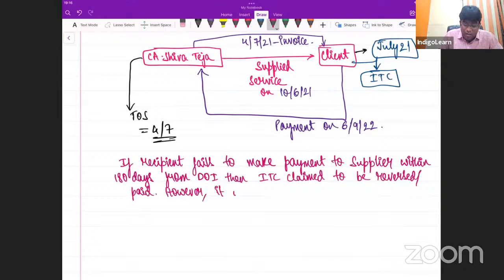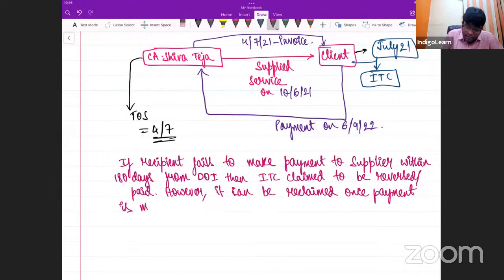However, it can be reclaimed. First we claim, then we reverse. Why did we reverse? Because recipient did not pay to supplier within 180 days. So credit is reversed. And once it is reversed, it can be reclaimed once payment is made to supplier.